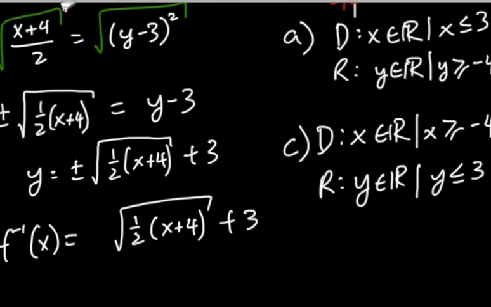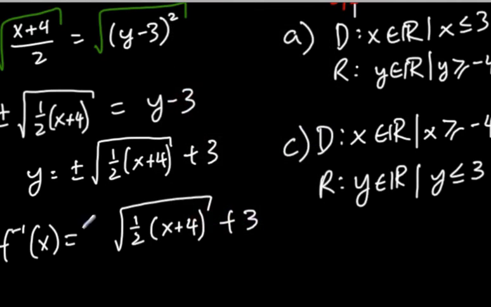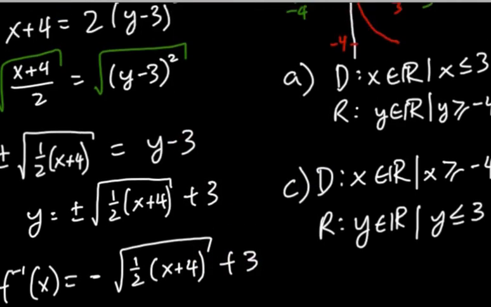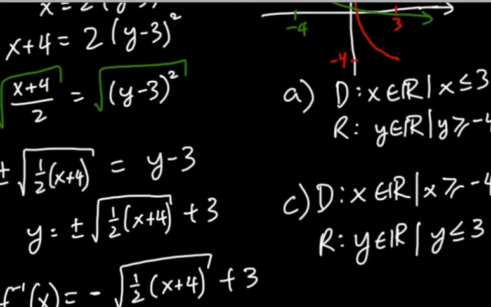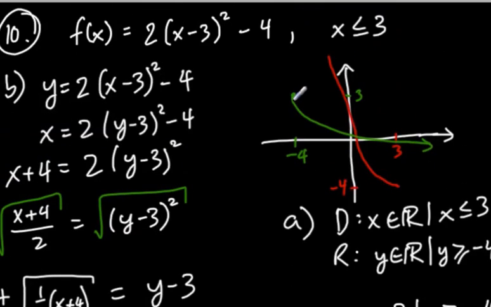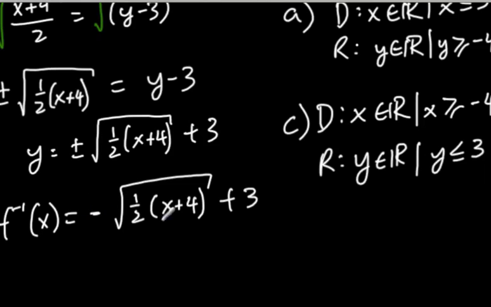The reason why it has to be a minus is because there's a reflection downward. If it was positive, it would go up. But because we determined from our range that it has to be less than 3, it has to go down this way. If it goes down this way, that implies that there's a reflection across the x-axis, and if there's a reflection across the x-axis, we have to make sure that's a negative. So that's the solution for f inverse.